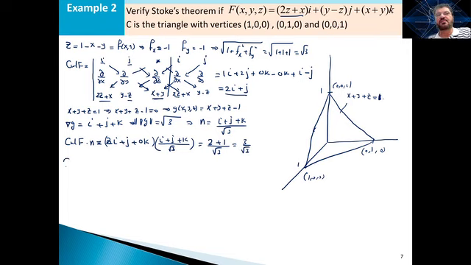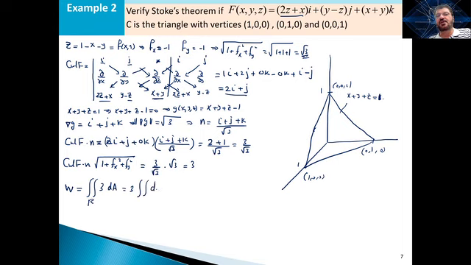Now, curl F dot n times the square root of 1 plus fx squared plus fy squared. All of this is 3 over root 3 times root 3, so the final answer is 3. So now, what do we say here? We said that by Stokes, the work done is equal to the double integral of everything, which is nothing but 3, dA over R. You can take the 3 out.